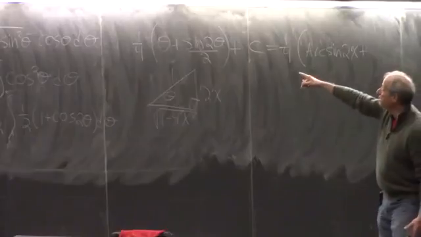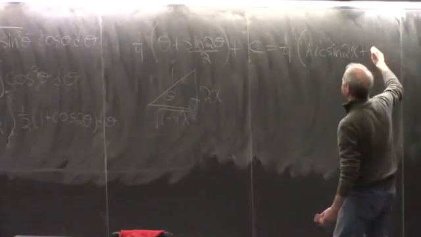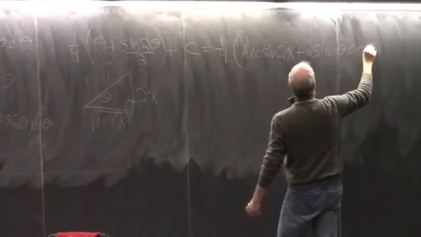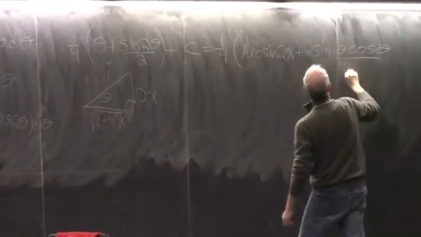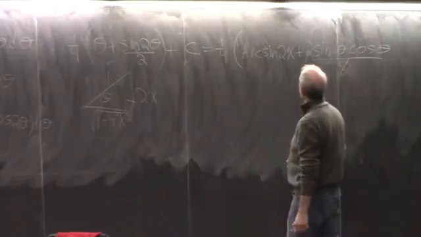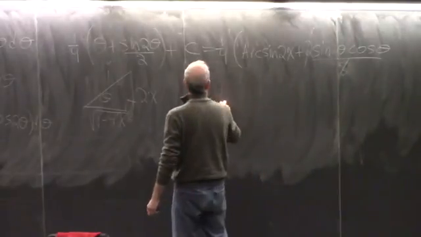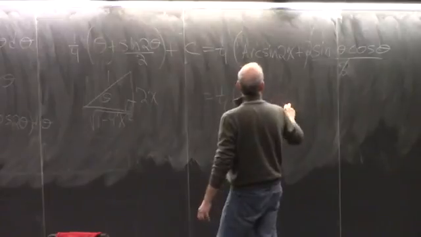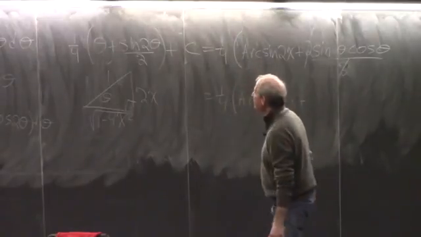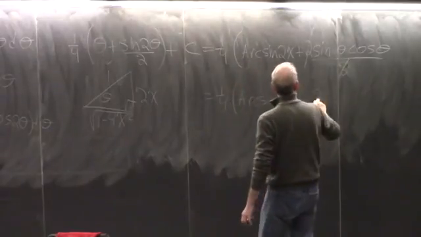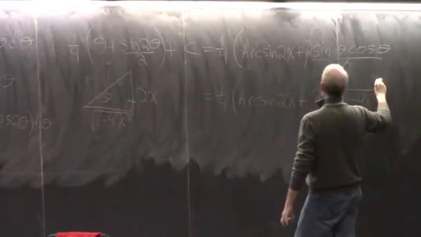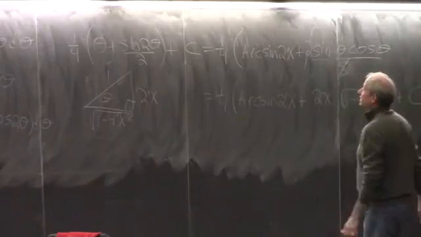So sine of 2 theta is 2 sine theta cosine theta. So this is 2 sine theta cosine theta over 2. So it's 1/4 arc sine 2x. Sine of theta is 2x. Cosine theta is the square root of 1 minus 4x squared, plus c.